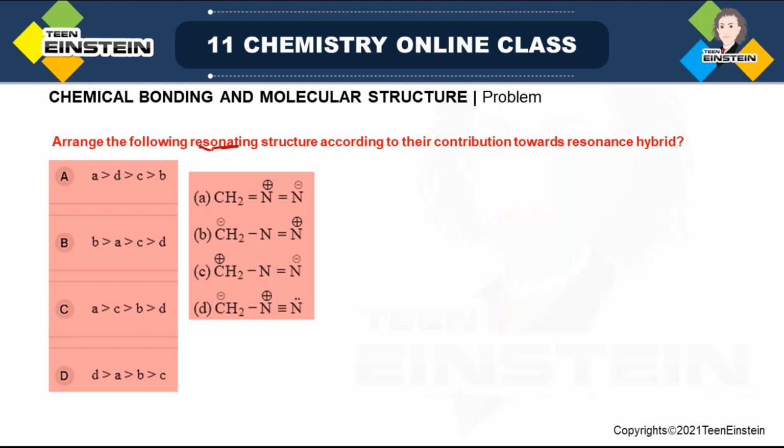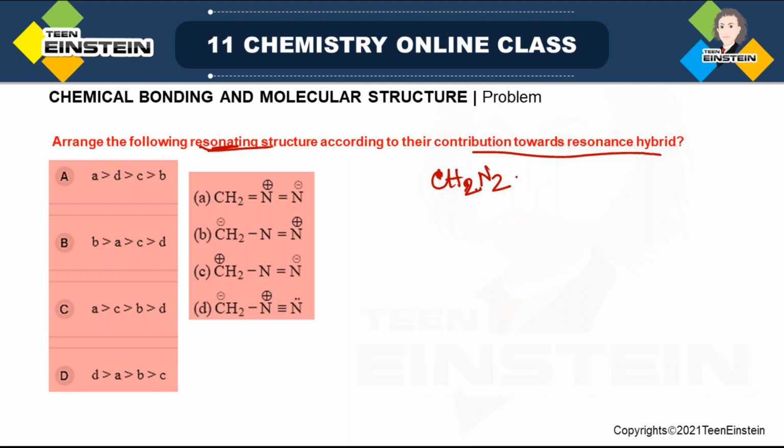Arrange the following resonating structures according to their contribution towards the resonance hybrid. So here we have the fragment CH2N2. See, there is one positive charge, one negative charge. In general, you can write the molecule as CH2N2. It is actually known as diazomethane, but if you write the structure fully, it will be like this. Now the first point, check in which structure the maximum number of covalent bonds is present, because that will also fulfill the octet criteria.